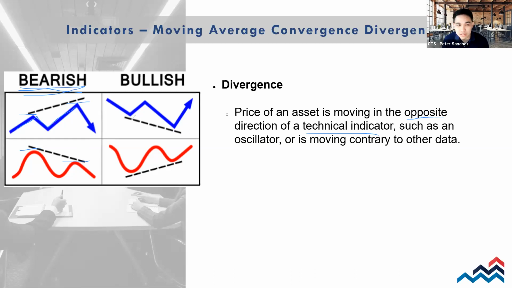The opposite naman is kung yung price natin gumawa ng low and a lower low, but the indicator made a low and a higher low. Again, baliktad, bababa yung price, pataas si indicator, meron tayong bullish divergence. Okay. Actual example.